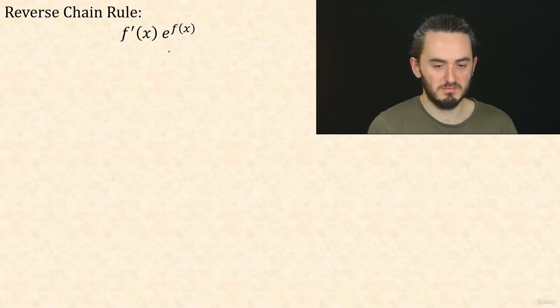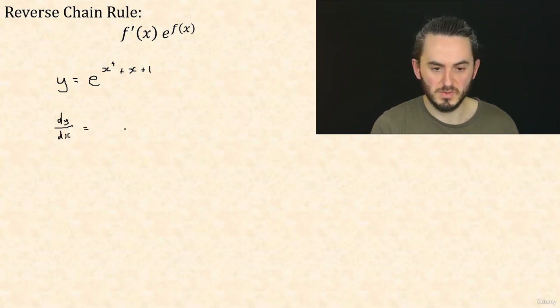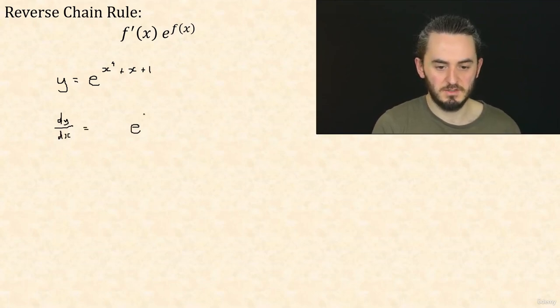And once again, before we look at that fully, let's start off with some differentiation. So suppose I had something like y equals e to the power of x to the 4 plus x plus 1. Well, we know how to differentiate this using the chain rule. When we differentiate e to the power of some stuff, we keep our e to the power of the stuff, and then we multiply by the derivative of that stuff, which in this case is 4x cubed plus 1.